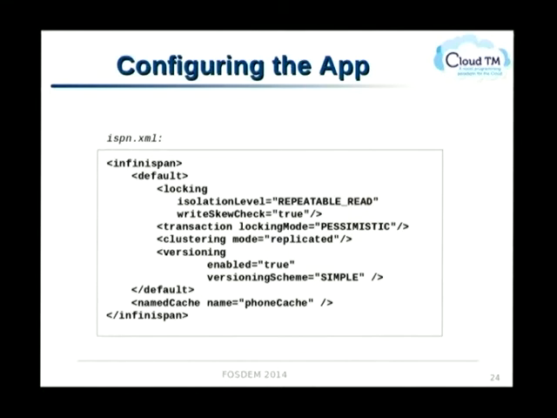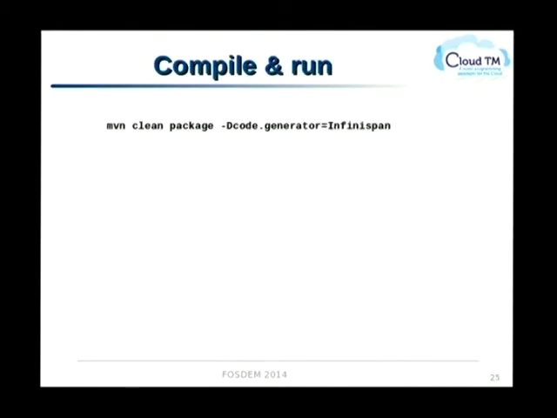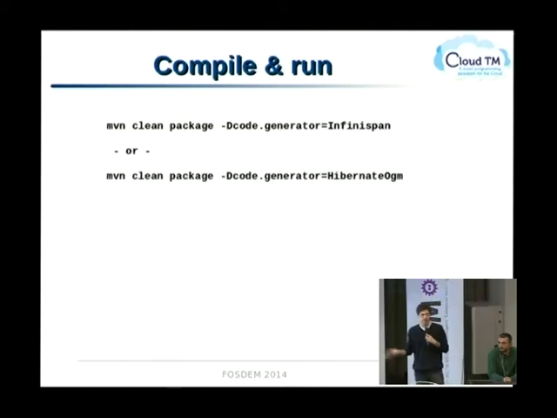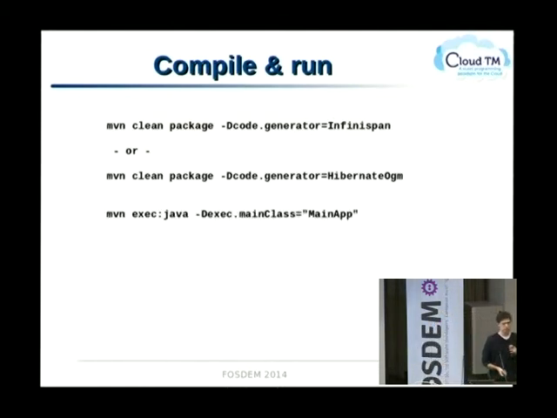But OK, you can also configure it in other ways. For instance, you might want repeatable read because you want to shoot yourself in the foot. But in the end, it's very easy. So you just build your application with a simple Maven command specifying the code generator. You might use another code generator besides InfiniSpan or others that are available. In this case, I put the example of Hibernate OGM. And then you just run it with yet another simple command. And dealing with all the boilerplate of the database distribution and so forth, it's hidden from you.